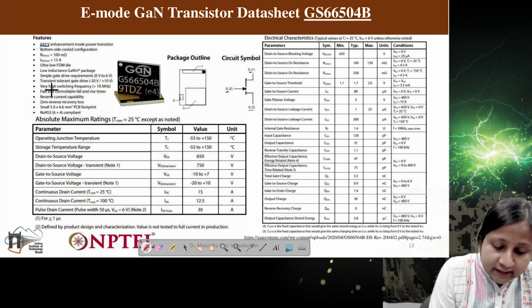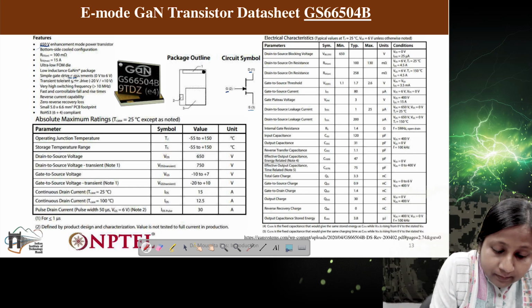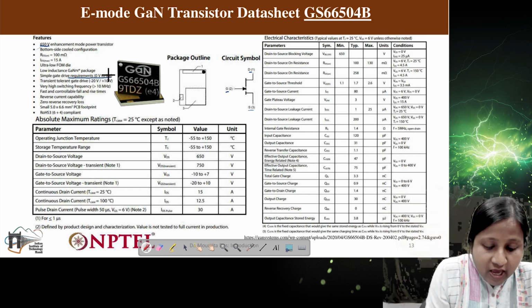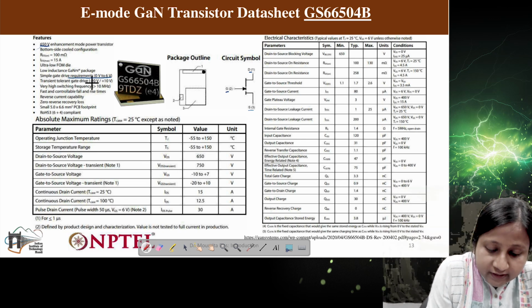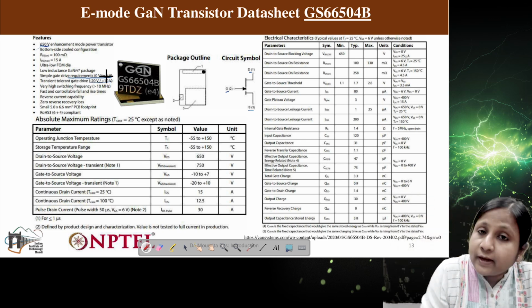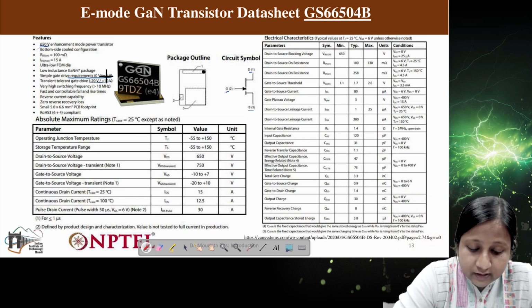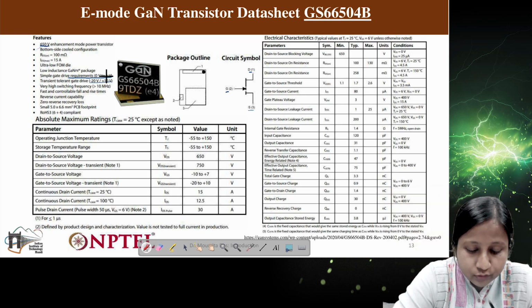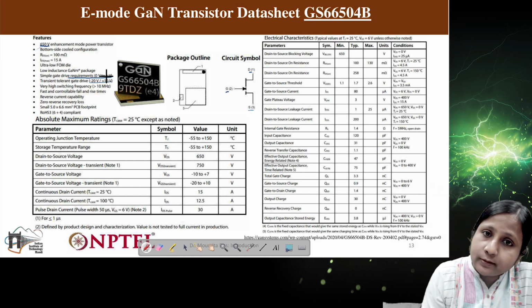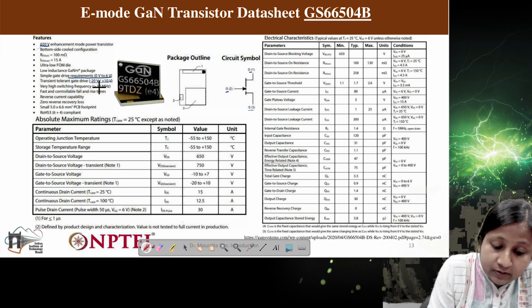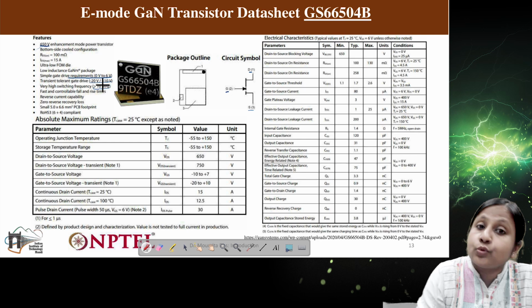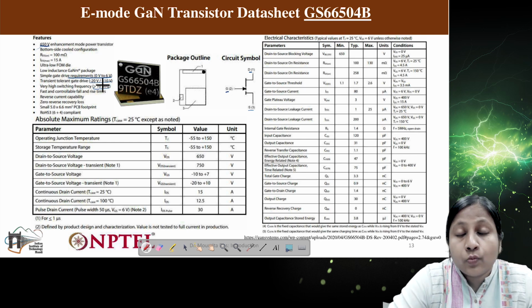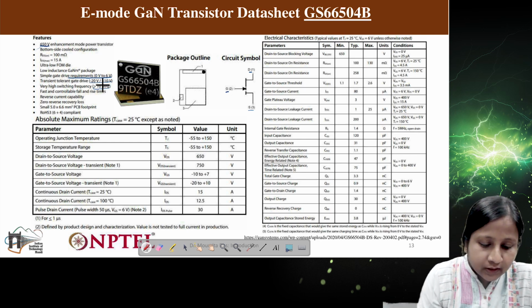You can see here the gate drive requirement is 0 to 6 volts, and the transistor can tolerate minus 20 to plus 10 volts. This means if we accidentally provide minus 20 volts or plus 10 volts, the transistor will still be able to survive, and it is suitable to operate at very high switching frequency. Very high means it is even suitable for operation at more than 10 megahertz.